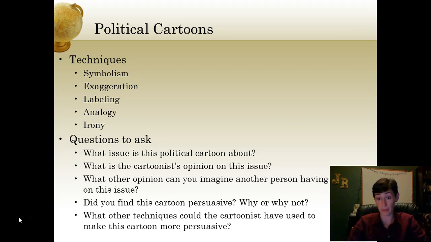Did you find the cartoon persuasive? Why or why not? Was it funny? Did you laugh? Did you get it? Did you have absolutely no idea what they were talking about? What other techniques could the cartoonist have used to make this cartoon more persuasive?